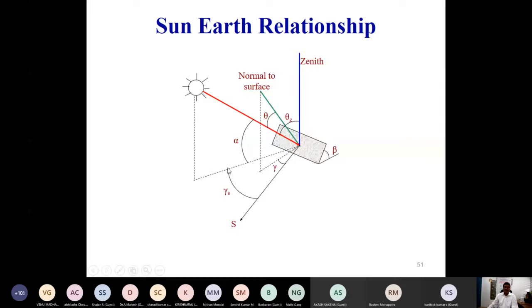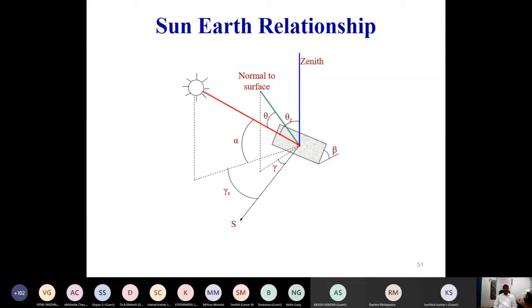What gamma? Is it solar azimuth or surface azimuth? Surface azimuth I am saying. Solar azimuth we can't change. The sun position we can't change. Only the surface we can tilt. So the surface we can tilt in this horizontal direction and also the vertical direction. Now, any participants, could you explain these 2 conditions to get theta equal to 0?